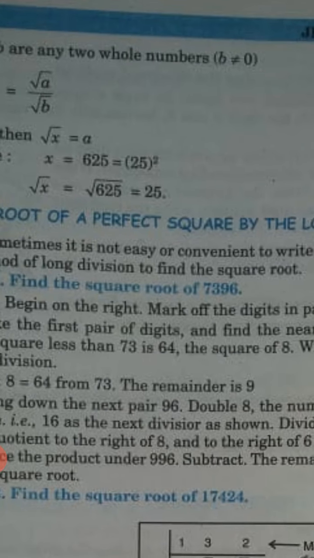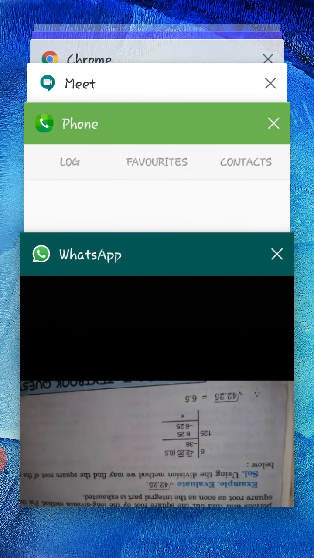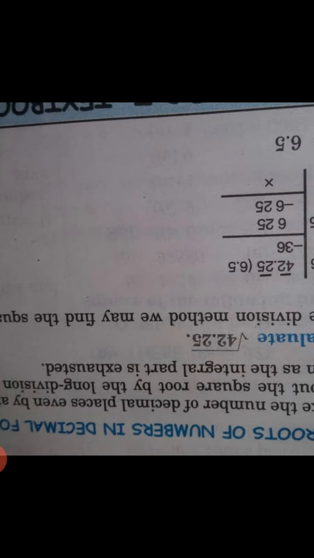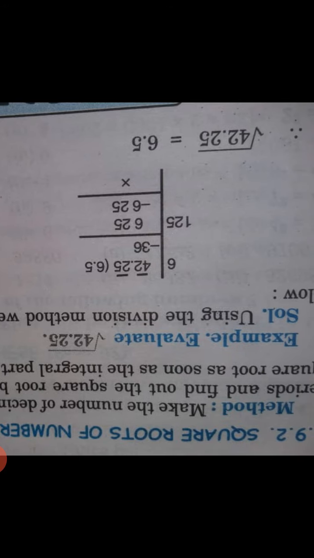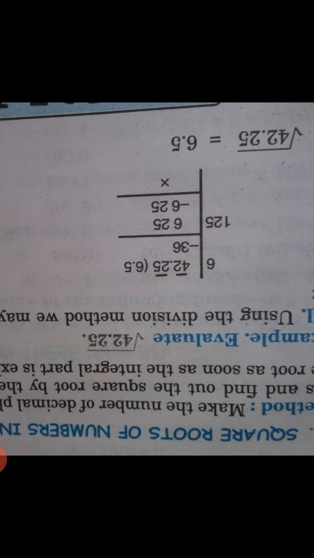Next you see square roots of numbers in decimal form. Let us see, we have to find the square root of 42.25. First of all you write 42.25 and find the square root by the long division method and put the decimal where it comes. So first take pairs: 25 is one pair and 42 is another pair.